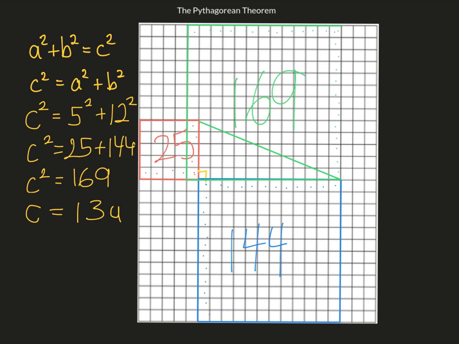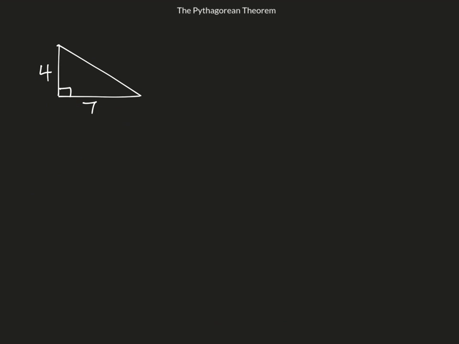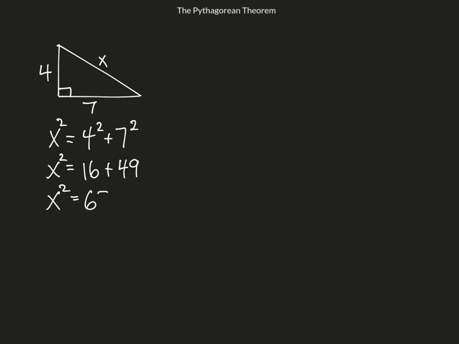So let's get a little experience now using the Pythagorean theorem. So let's try this one. If you'd like to, you can pause the video and try it on your own. But of course, what we're looking for is the missing side. A lot of times we'll call it X. We can call it X or C if we want to use the letter that's more commonly used for the hypotenuse. But X squared must equal 4 squared plus 7 squared. So X squared must equal 16 plus 49. So X squared must equal 65.